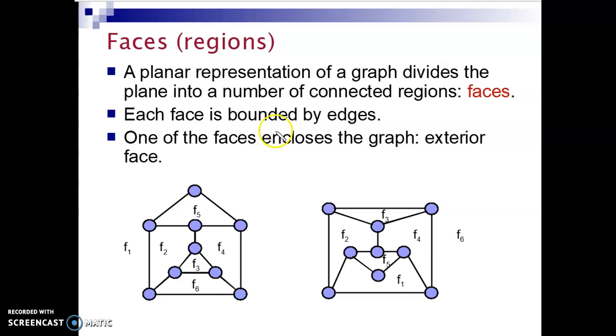So each face is bounded by edges. One of the faces encloses the graph, which is F1 here, and we call that type of face the exterior face. We can draw the same graph like on the right side. So basically you can have different planar representations of the same graph. And here on the right side, you see that F6 became the exterior face.